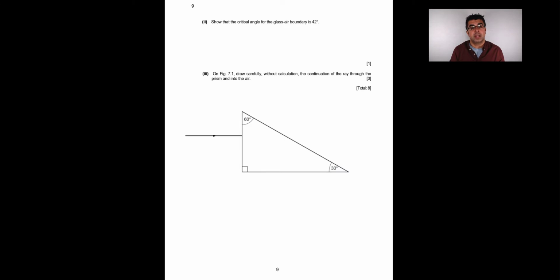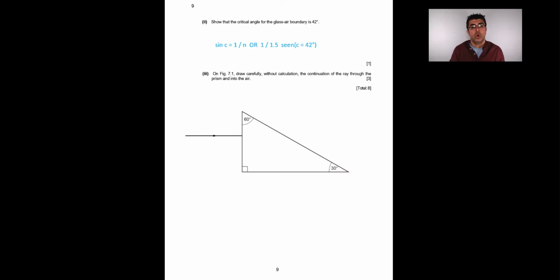Show that the critical angle for the glass boundary is 42 degrees. Well, the formula for critical angle is sine C equals 1 over n. You've just found the refractive index. So when you rearrange that formula and you calculate it, basically C will equal 42 degrees. So it's 1 divided by 1.5. That will give you a decimal. Shift sine, answer, and that will give you 42 degrees. So the critical angle of the glass block is 42 degrees.